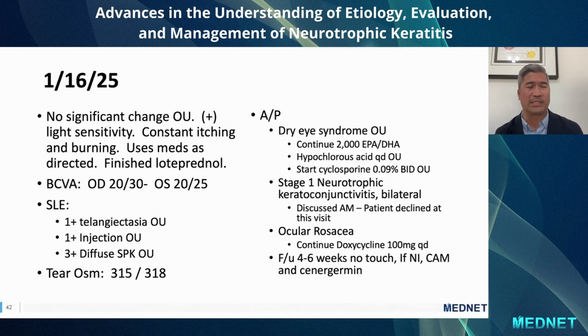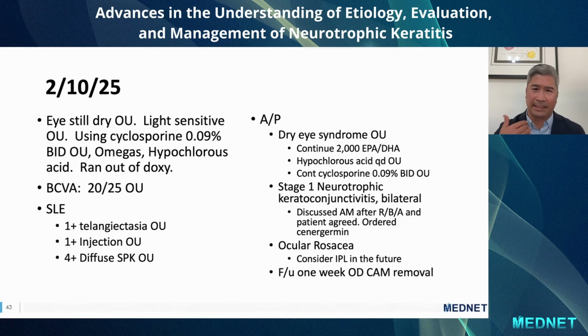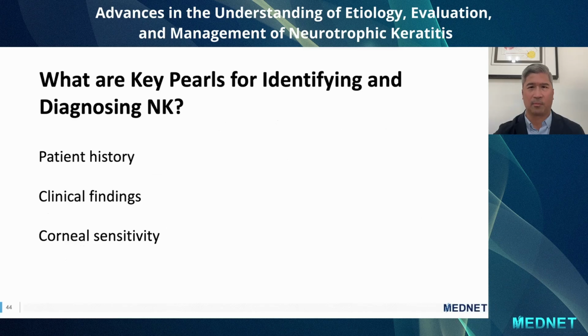I did increase to the 0.09% cyclosporin twice a day on this patient. I've had success with changing from 0.05 to the 0.09 with the newer delivery system, and she came back in the end still having those issues and that staining that just won't improve. Those are patients with NK. And so I did already test the corneal sensitivity. So at this time, I said, hey, we're going to do an amniotic membrane, but also order Synergimin for our patient. Told her about the IPL that we'll consider, and then come back in a week for the cam removal.